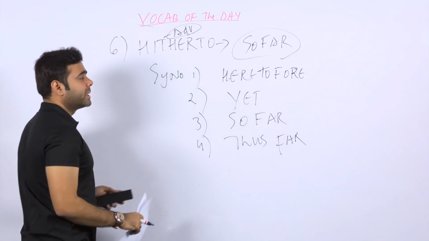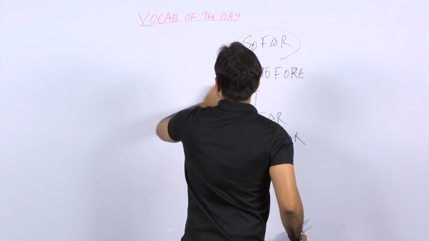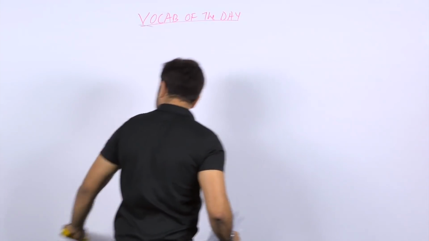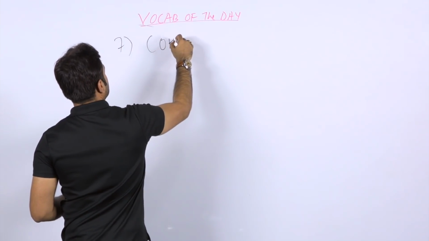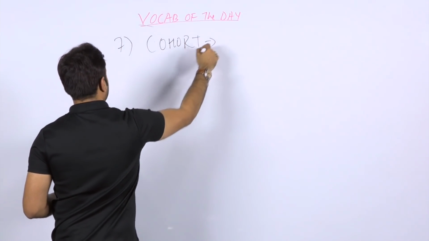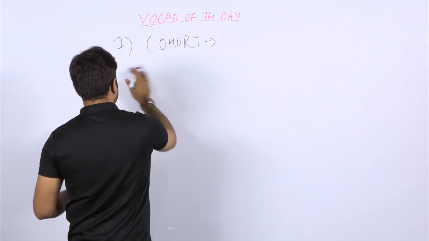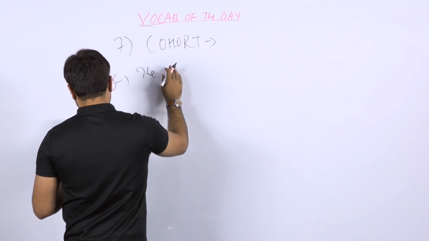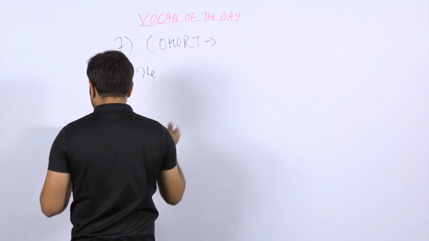Okay, let's proceed to the seventh word. I hope you are taking the screenshots or you are just taking them in your notebooks. The seventh word, in fact, is a very nice word: cohort. Okay, what does cohort mean? Let's check out the sentence. Now again the sentence is in the context of the previous sentence, just precedent to this sentence.